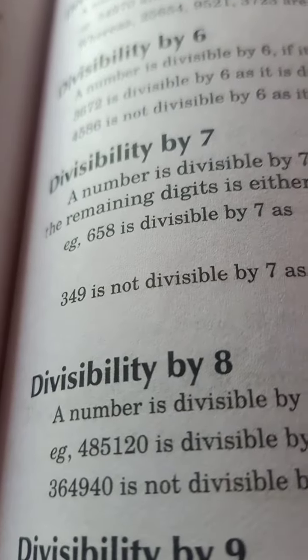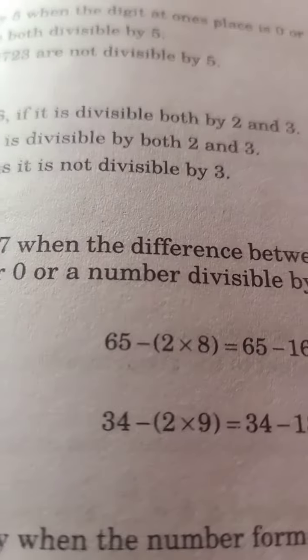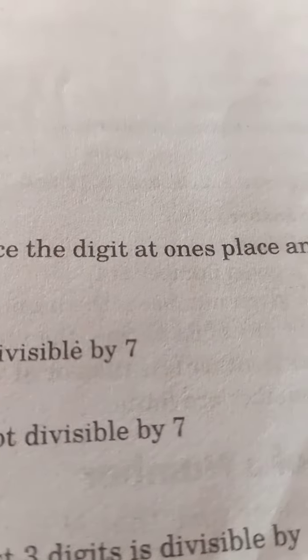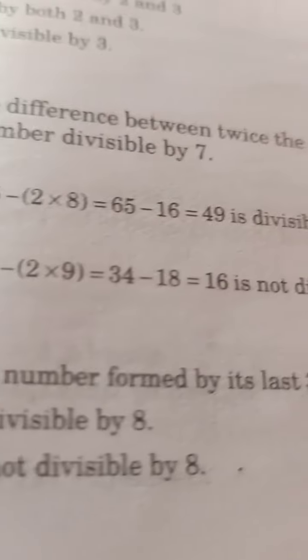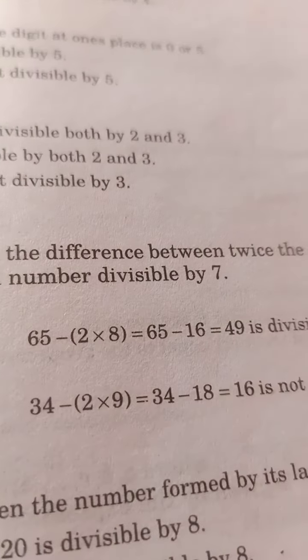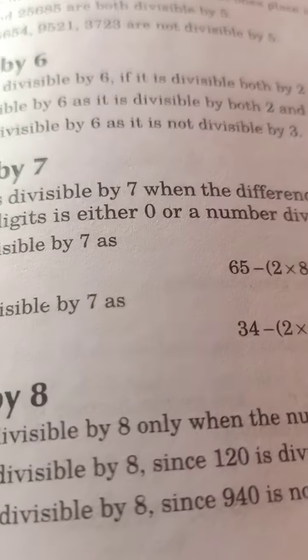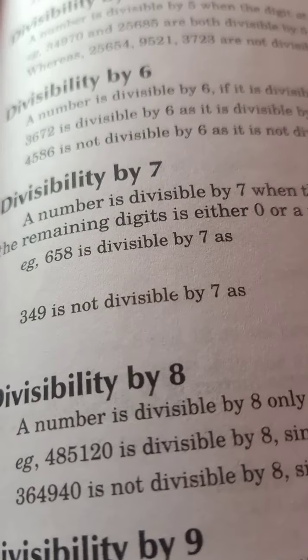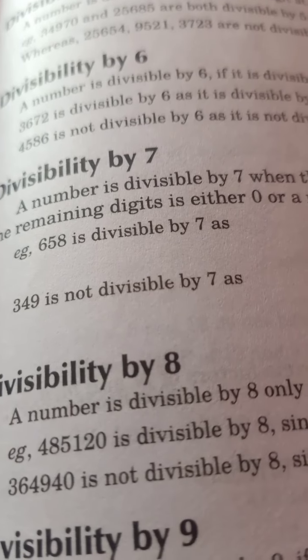Divisibility by 7. A number is divisible by 7 when the difference between twice the digit at one's place and the number formed by the remaining digits is either 0 or a number divisible by 7. For example, 658 is divisible by 7.